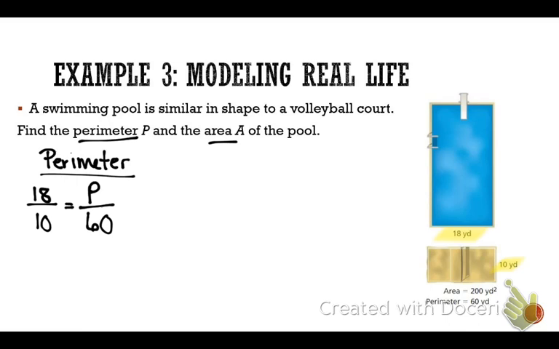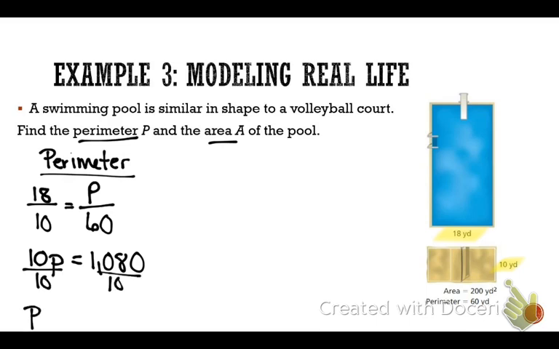On both sides of the proportion, I'm comparing the pool over the volleyball court. That's very important that you are comparing the same thing on both sides. Now you can do cross products to solve. You could even do equivalent ratios, either one. But cross products to solve, 10P equals, what is that, 1,080? No, it's 1,080. Okay. Divide both sides by 10.